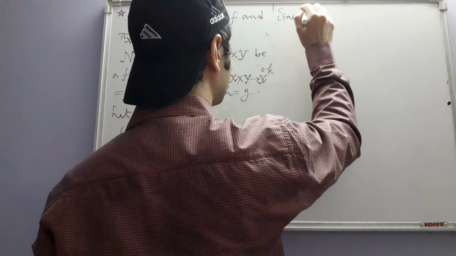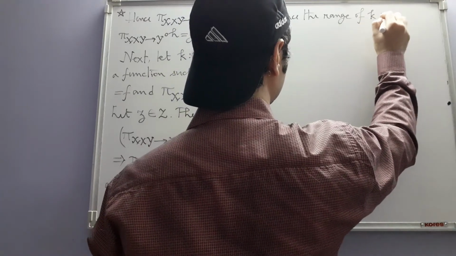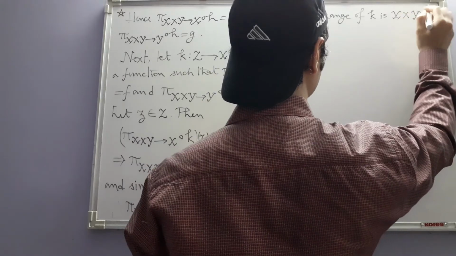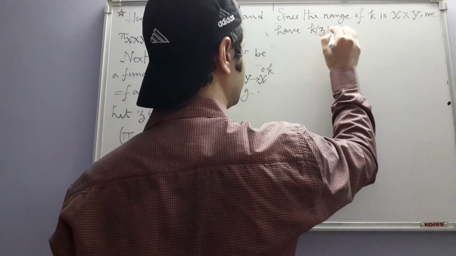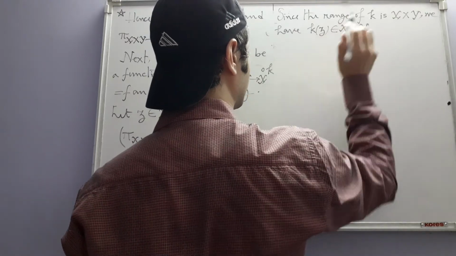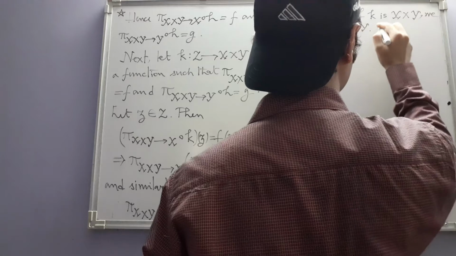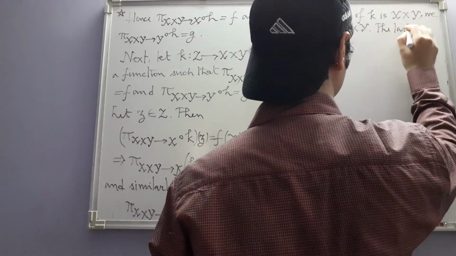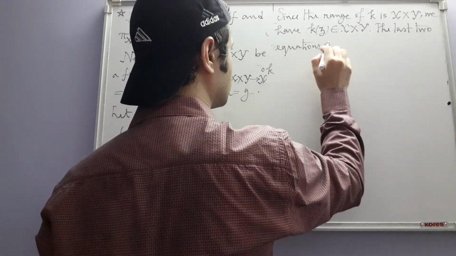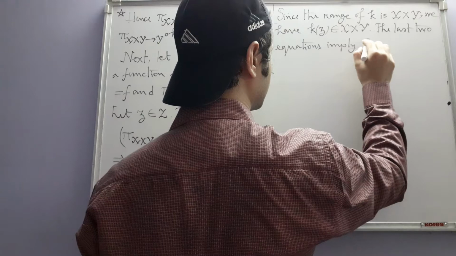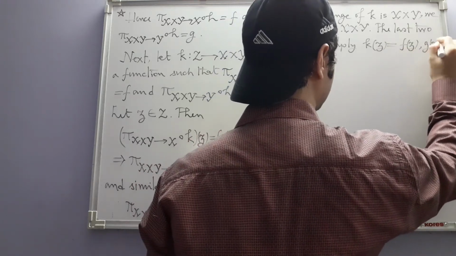Since the range of K is X cross Y, we have K of z belongs to X cross Y. That means it's an ordered pair in X cross Y. The last two equations imply K of z is equal to (f of z, g of z).